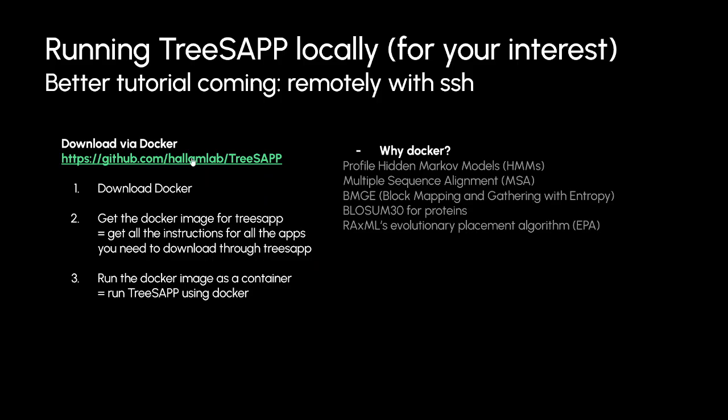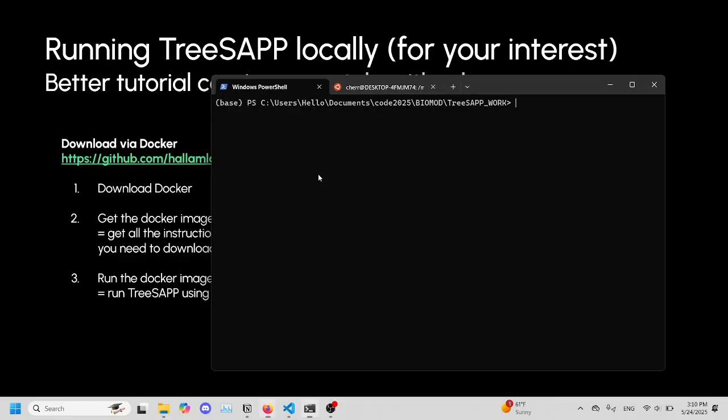And the reason why we're going to do it this way is because TreeSAPP doesn't come in its own code. It's not one single program. It's actually multiple softwares. So it uses software such as hidden Markov models, and it uses an evolutionary placement algorithm-like software. So there's multiple software that you want to download with TreeSAPP. Because of that, it can be really annoying to configure all these software to work together. So there's this easier download, which we're going to do via Docker. If you guys are interested in a Docker tutorial, we can go over it. But I'm going to show you guys what we're going to do in Docker.